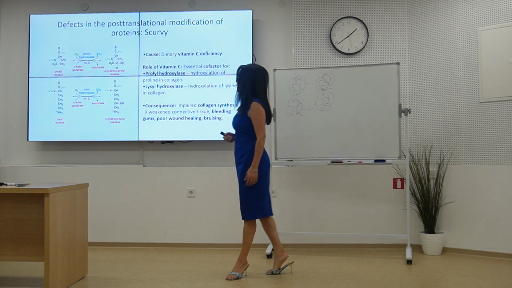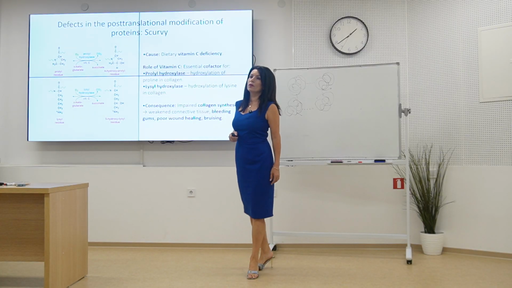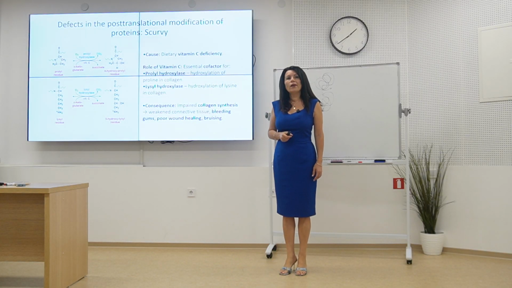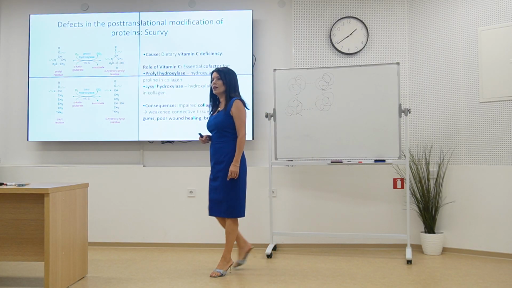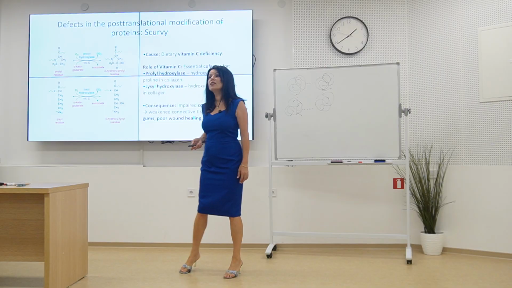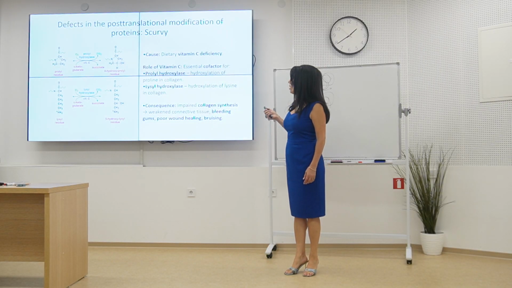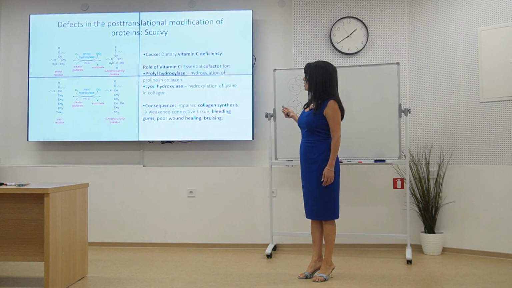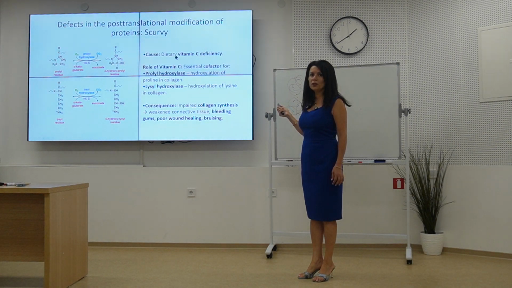An example with a defect in post-translational modification is scurvy. What is this scurvy? Is there a genetic defect? No, no genetic defect. Here the reason is another reason. The reason is a lack of vitamin C. No vitamin C. This is the cause. Dietary vitamin C deficiency. Why do we need this vitamin?